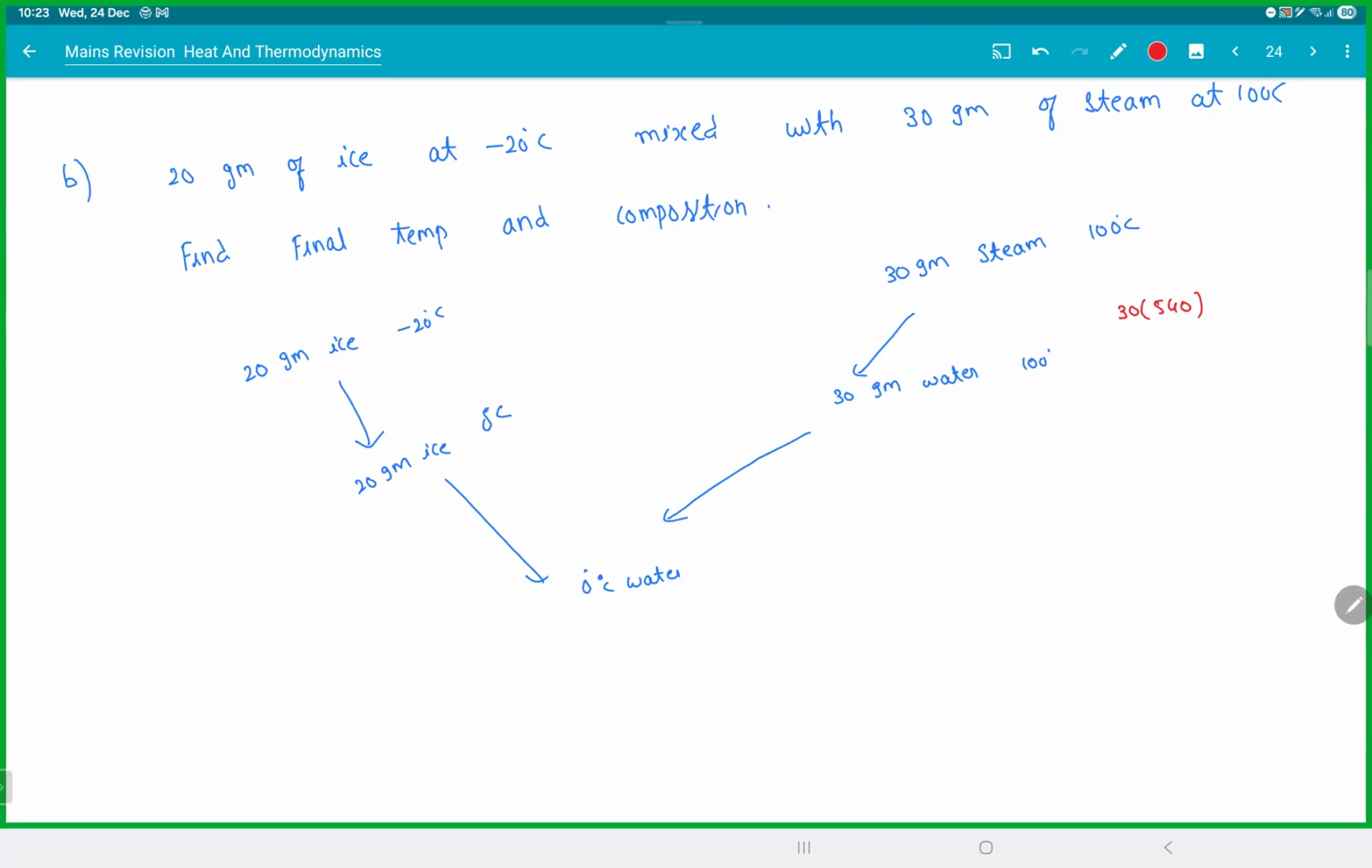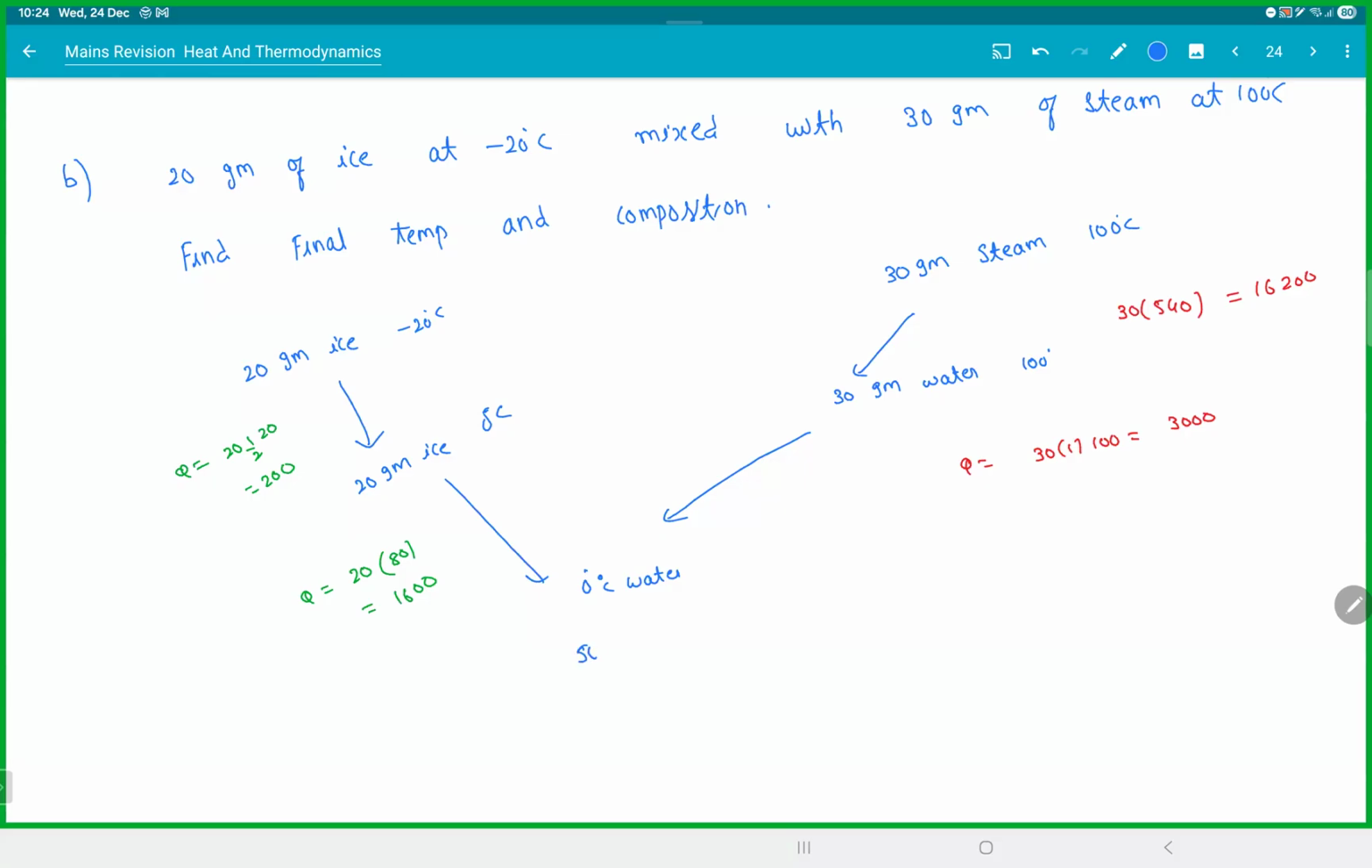That looks big. 54 into 3, 150, 16,200. This would be MS delta T, 30 into 100. This is 3,000. This thing will absorb how much heat? This thing requires 20 into half into 20, 200. And this is 20 into 80, 1600.